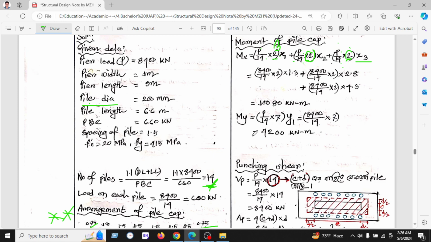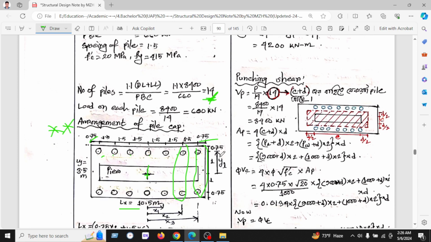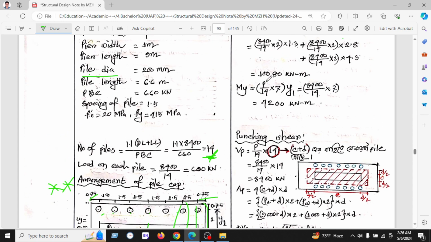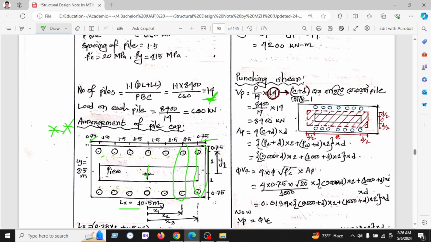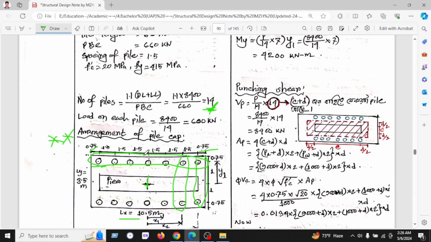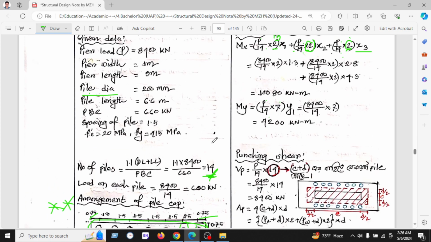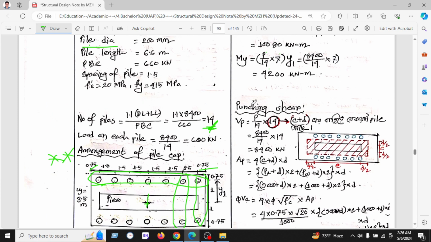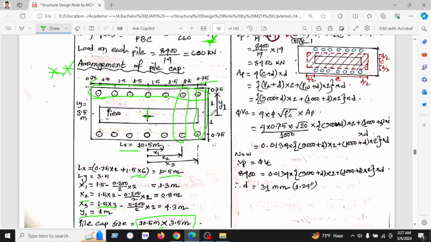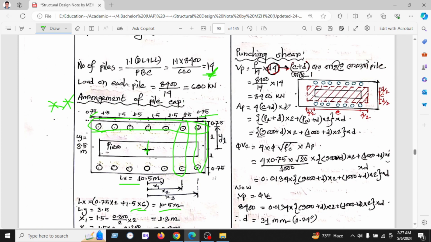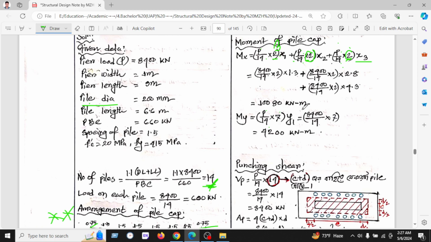kilonewton meter. In the Y direction the moment is total load divided by total piles and number of rows of piles. We have seen 7 piles in the Y direction, and Y1 will be from the CG of the pile cap, and we have found 4200 kilonewton.